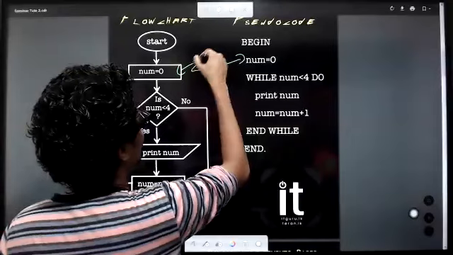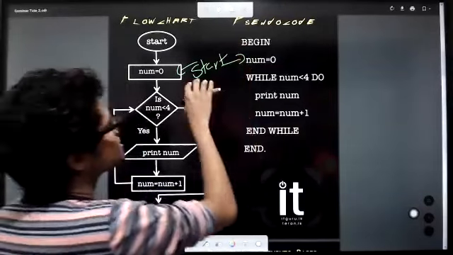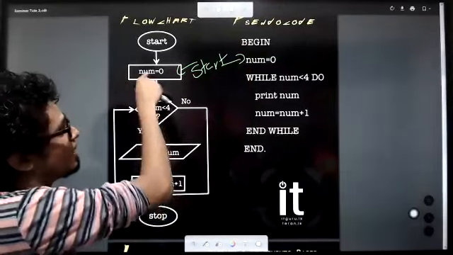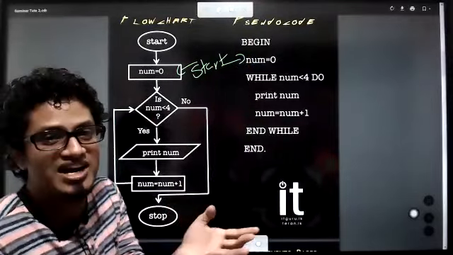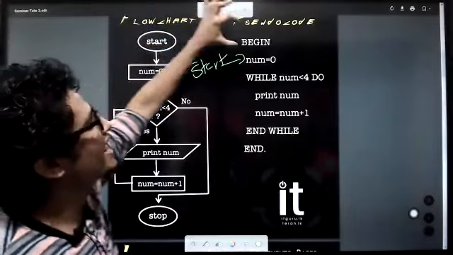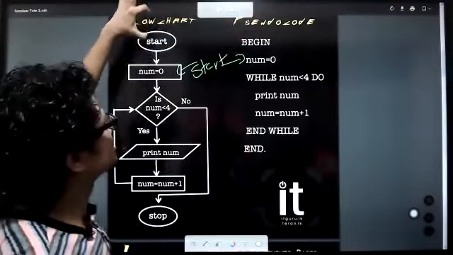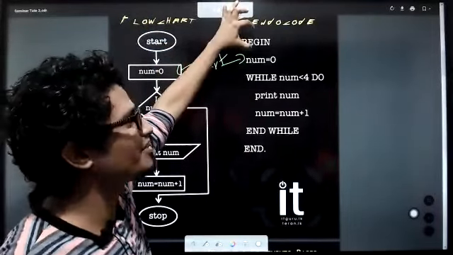Even in the pseudocode, I have mentioned the starting of the loop. I have mentioned num equals 0. So in the pseudocode also num equals 0. You can see not much of a difference, right? Here we have start and here we have begin. In the flowchart we mentioned start, and in pseudocode we are mentioning begin.